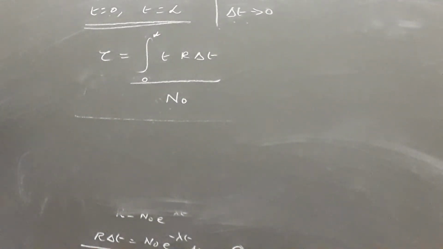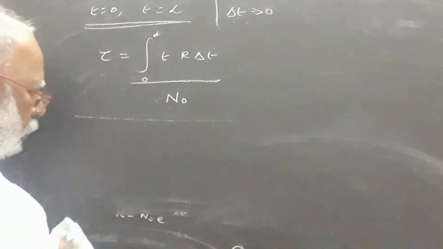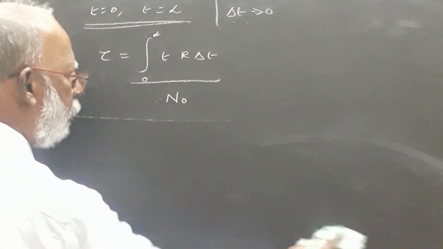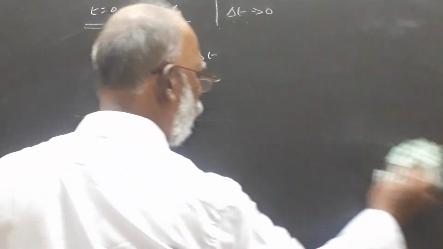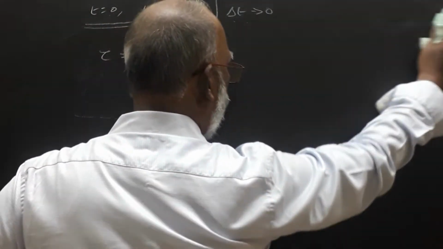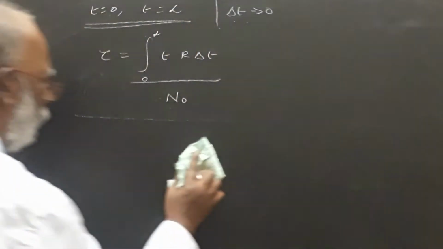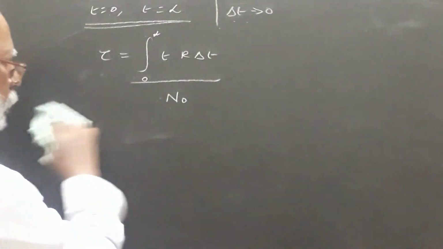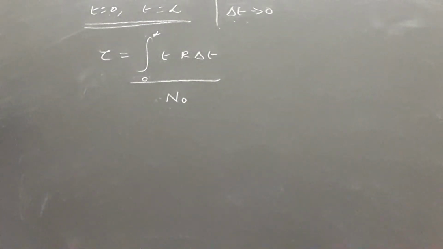The ratio between these two is called mean life. Now I want to explain how we can obtain this equation for mean life, tau. What is the value of tau? That's a very important concept to explain.